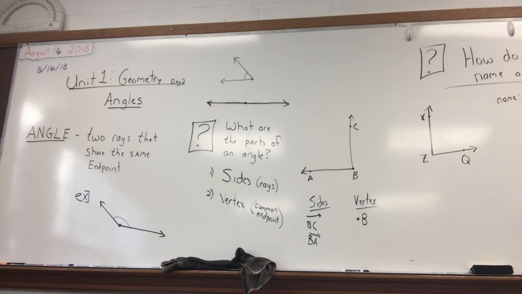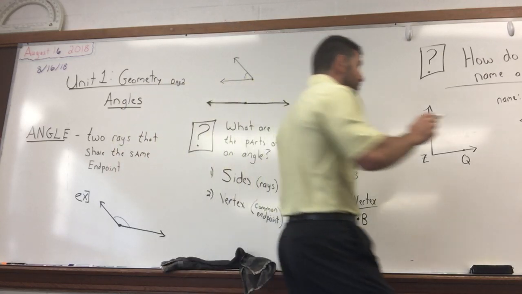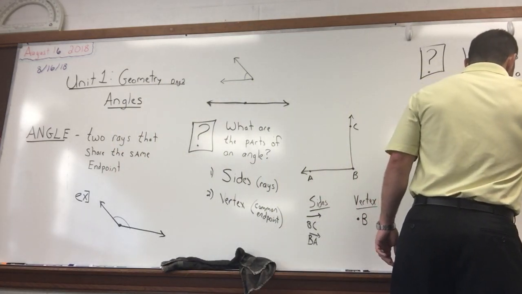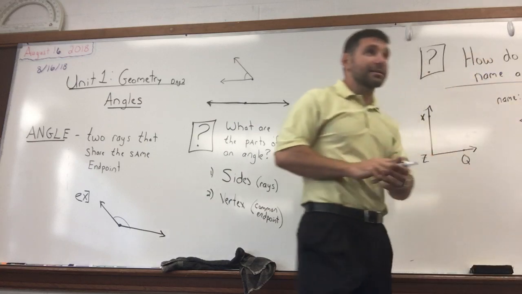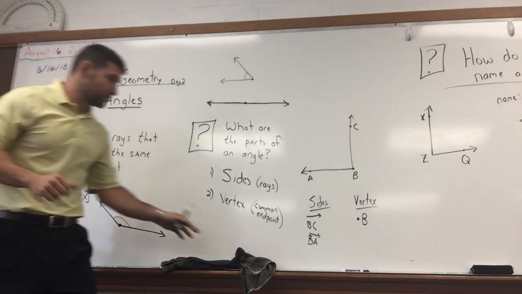When I use 3 letters, I am going to put the vertex in the middle. If I start with X, what do I have to put next? Z, Q. Let's go one more. Angle, what's my other way to name it? QZX. Very good. Angle QZX. Everybody still with me? Okay.